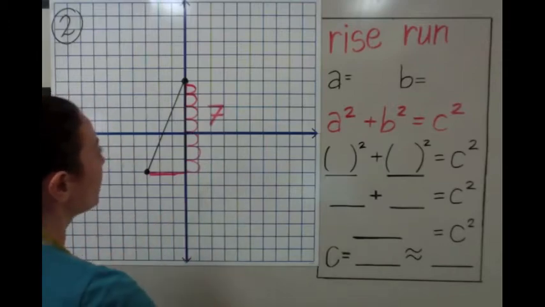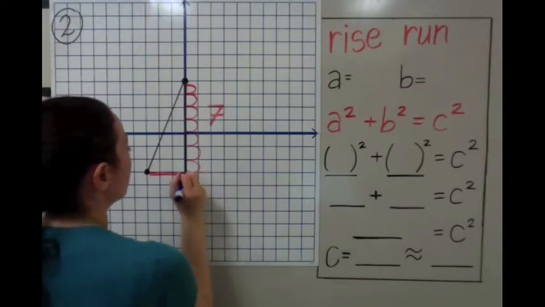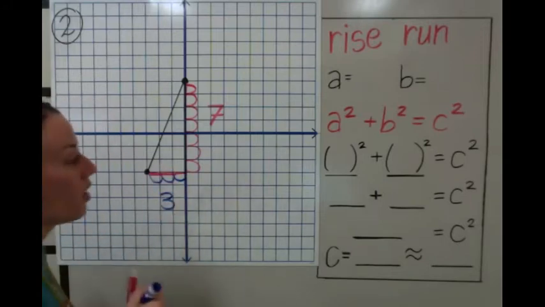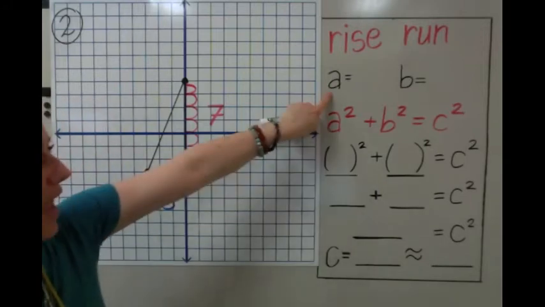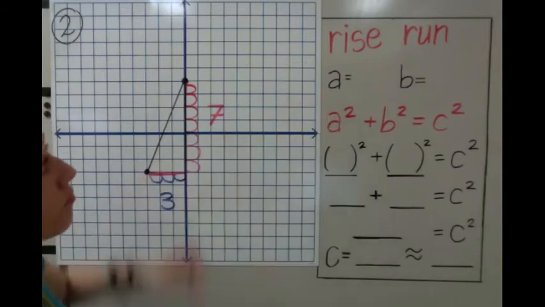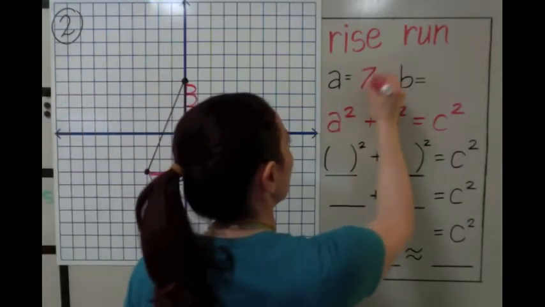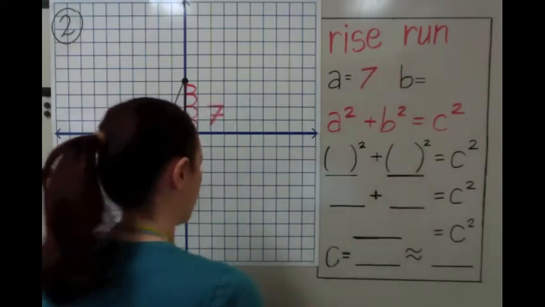And how many units do you run over? 1, 2, 3. Great. All right, so what's A? A is 7, good. And B is 3. Awesome.